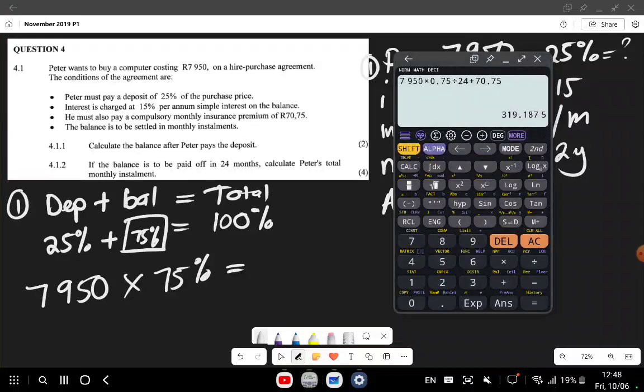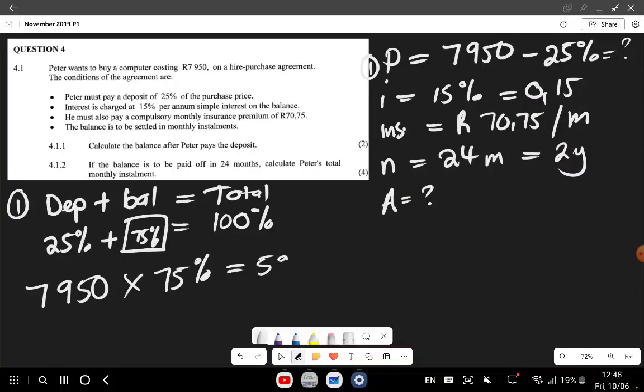So if I take out my calculator, I am going to clear everything out. I'm going to say 7,950 times 0.75, which gives 5,962.50. That is the answer to question number 1, how much he needs to pay.